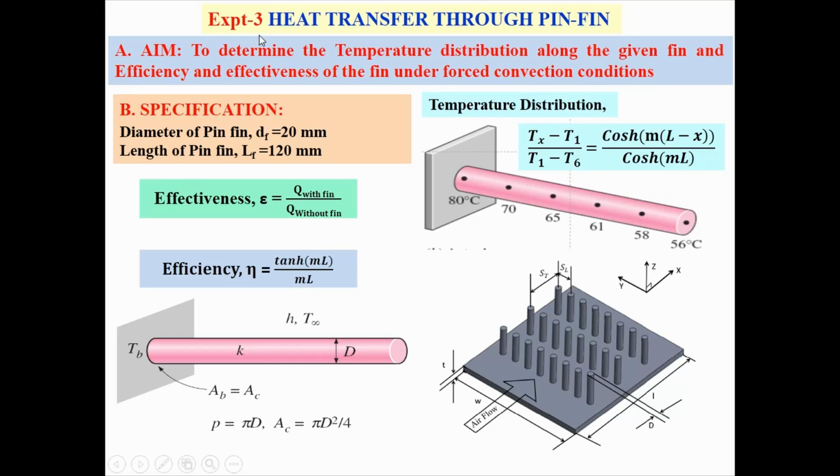This is the third experiment. The name of the experiment is heat transfer through pin. The aim is to determine the temperature distribution along the given pin and the efficiency and effectiveness of the pin under forced convection conditions.